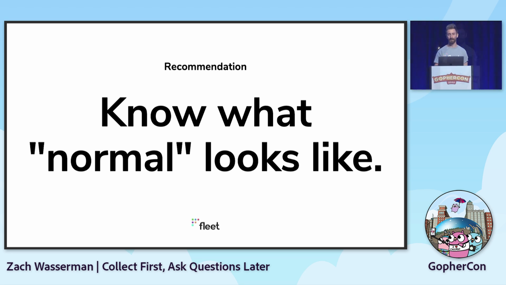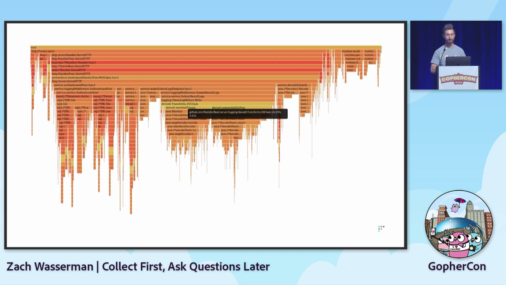I'll digress here to say, it's really important to know what normal looks like for your system. So let's take a look at normal for our system. This is a flame graph, and there's lots of words there. You don't need to look at the details totally. And we'll see why in a moment.